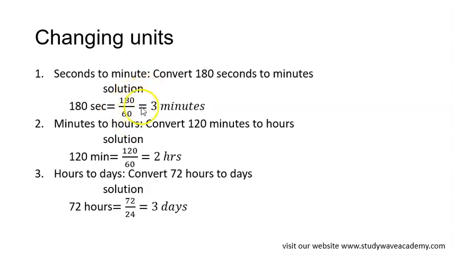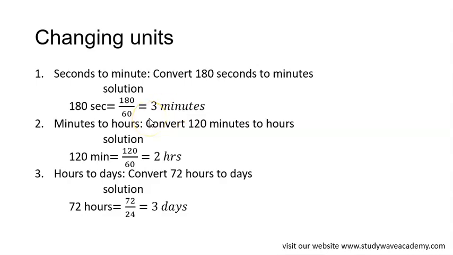So we have 3 left, so 3 minutes. So 180 seconds is 3 minutes, okay? 60 seconds makes 1 minute. 180 seconds makes 3 minutes, okay? Do you understand? You're not confused, right? So when converting from seconds to minutes, you divide the number of seconds by 60.